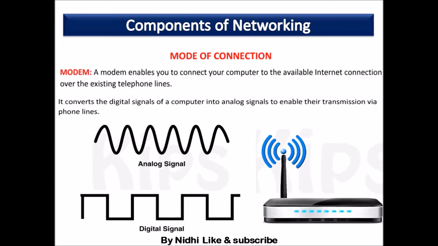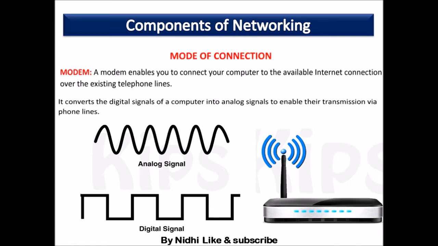First is modem. Modem is a hardware device that is known as modulator or demodulator. A modem enables us to connect our computer to an available internet connection over the telephone lines. So a modem is used to provide us internet connection through telephone line. What is the role of modem? The role is that it converts digital signal into analog.